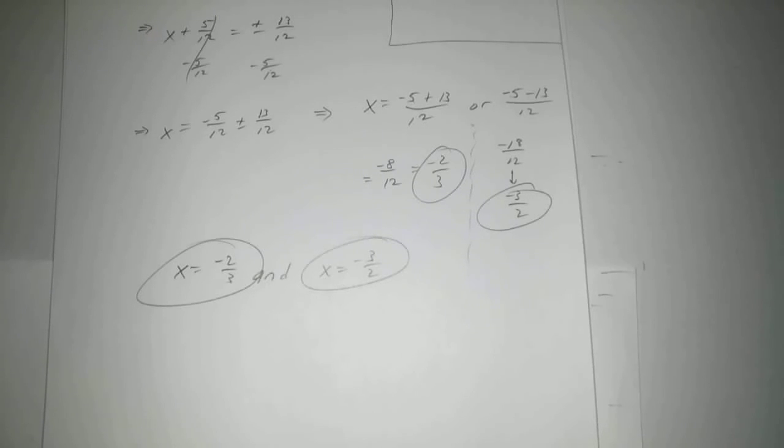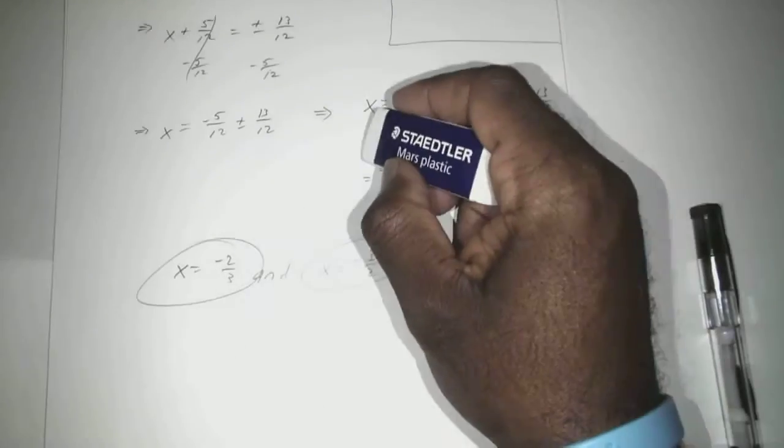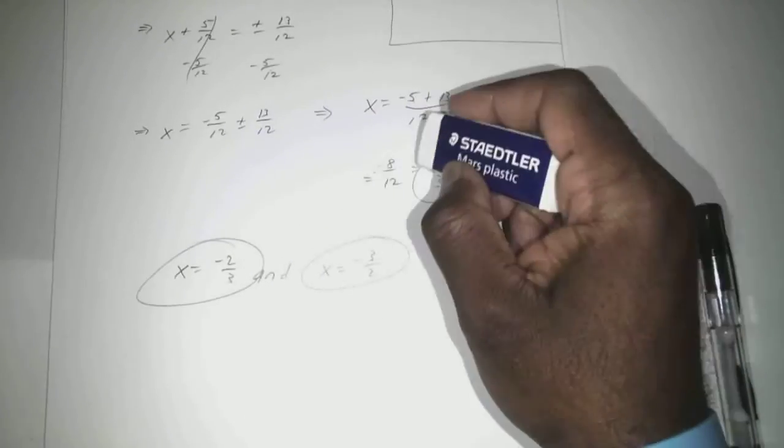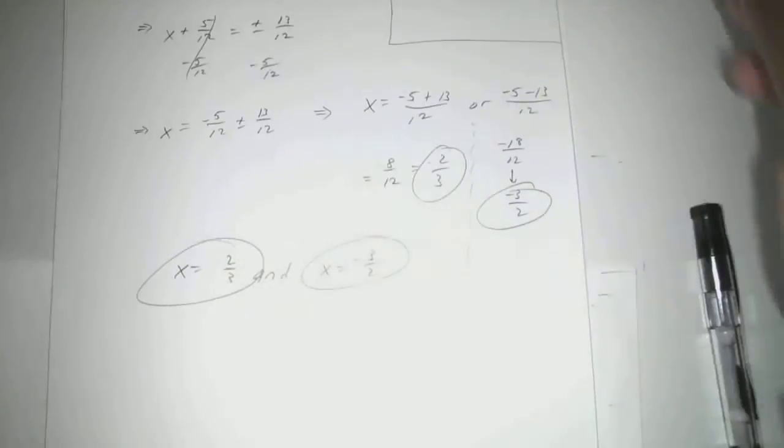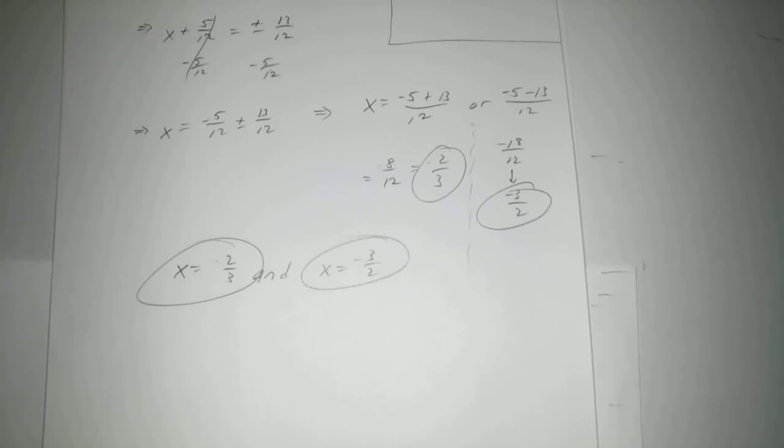Wouldn't the first one be positive 8? You're doing minus 5 plus. Oh, yep, it would be positive. I was jumping ahead in my mind. Thank you. So it would be 2 over 3 and negative 3 over 2.